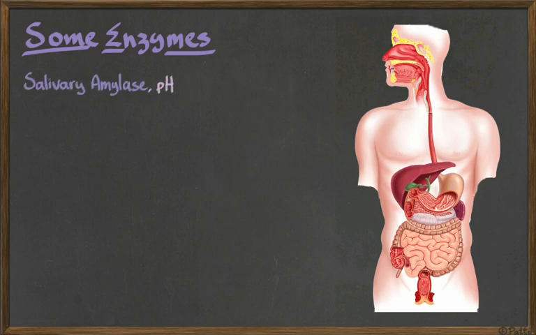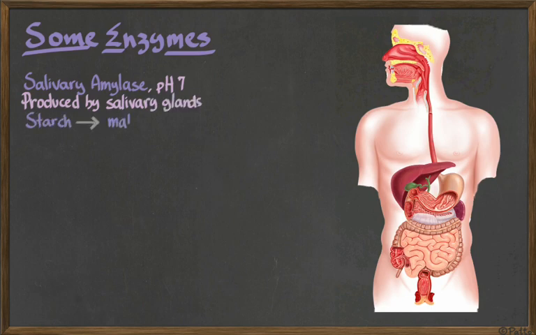There is one enzyme called salivary amylase, whose optimum pH for function is 7. It's produced by your salivary glands. It's thrown into your mouth, and it breaks starch into maltose. Starch is a bunch of glucose together. Maltose is 2 glucoses together. So it's almost finishing to digest the starch. It works there in your mouth.